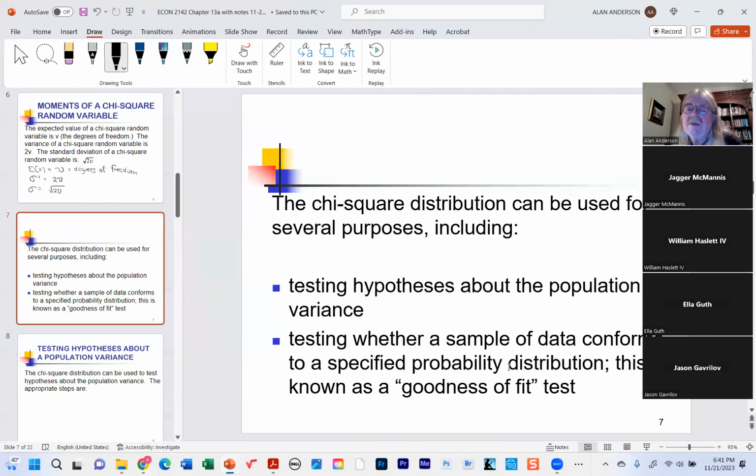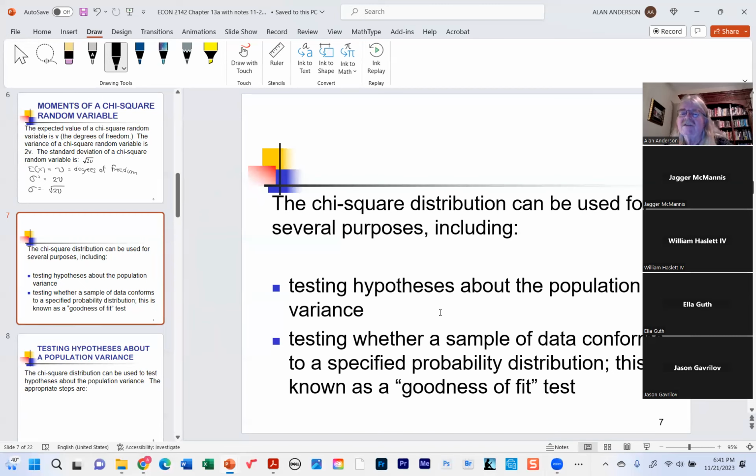Now, by the way, what applications are we going to be using here? Well, there's several we could choose from, but one thing we're going to do is test hypotheses about the population variance. This is something we haven't been able to do before. Every time before, when we tested hypotheses, they either had something to do with the mean or possibly the proportion of a population. Now, with this new distribution, for the first time, we can test hypotheses about the variance of a population.